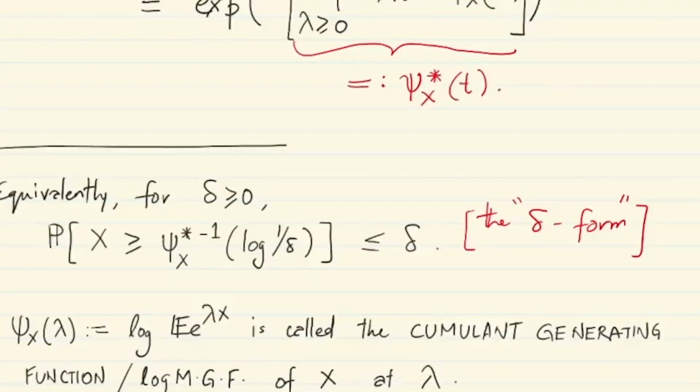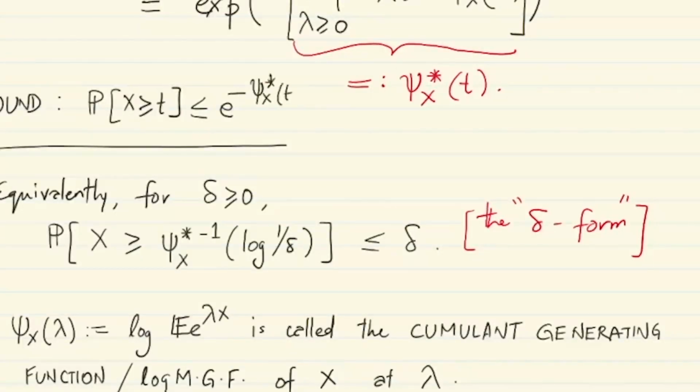So what's in the exponent is the solution to an optimization problem, which we will denote as psi x star as a function of t. Note that lambda is no longer an argument of psi x star because it has been optimized out. So e raised to minus psi x star of t is, by this method, the tightest possible bound for the probability of x exceeding t, and this is what is called the Chernoff bound. To summarize, the probability that x exceeds t is at most e raised to minus psi x star of t.